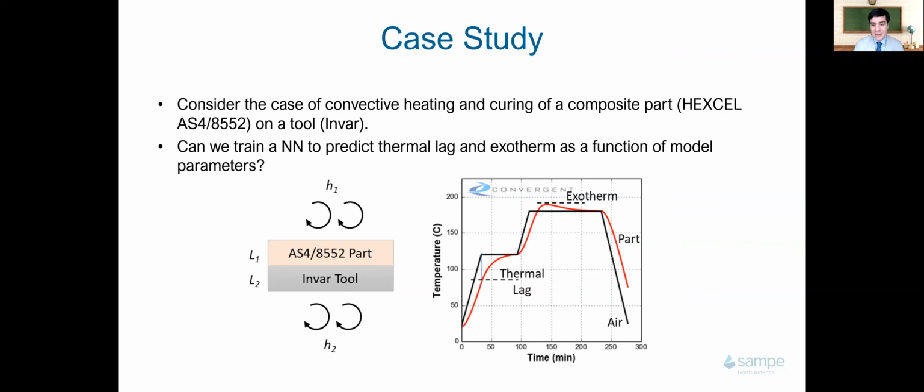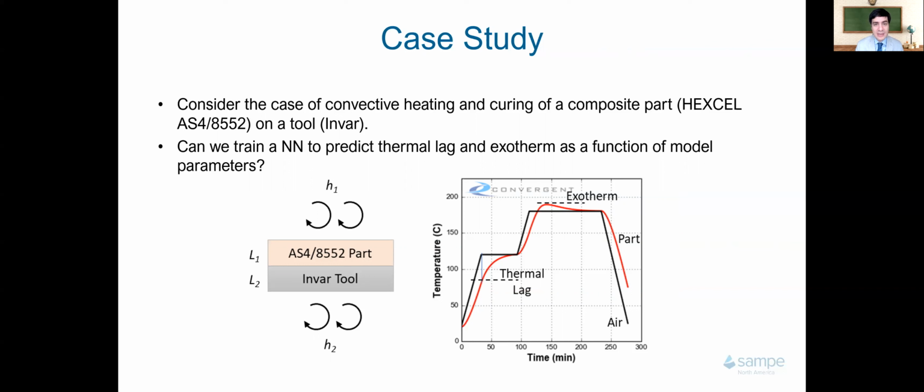In this case, let's say we're looking at exotherm, which is the maximum deviation of the part temperature with respect to air temperature, and then thermal lag, which is the maximum lagging of the part temperature compared to the air temperature. And let's say these plus other key performance indicators are basically the specs that we have to check, making sure they're within bounds to see if we're satisfying the specs or not.